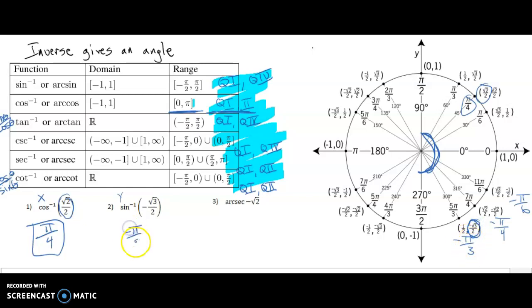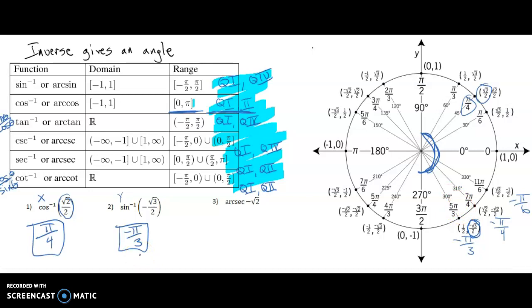If you say 5 pi over 3, that is incorrect. That's a coterminal angle, but it's not defined. Sine inverse is not defined there. You cannot go past pi over 2. Or if you were to say 300 degrees, that would be incorrect because you can't go bigger than 90. You have to go down in the negative angles to get negative 60 or negative pi over 3.